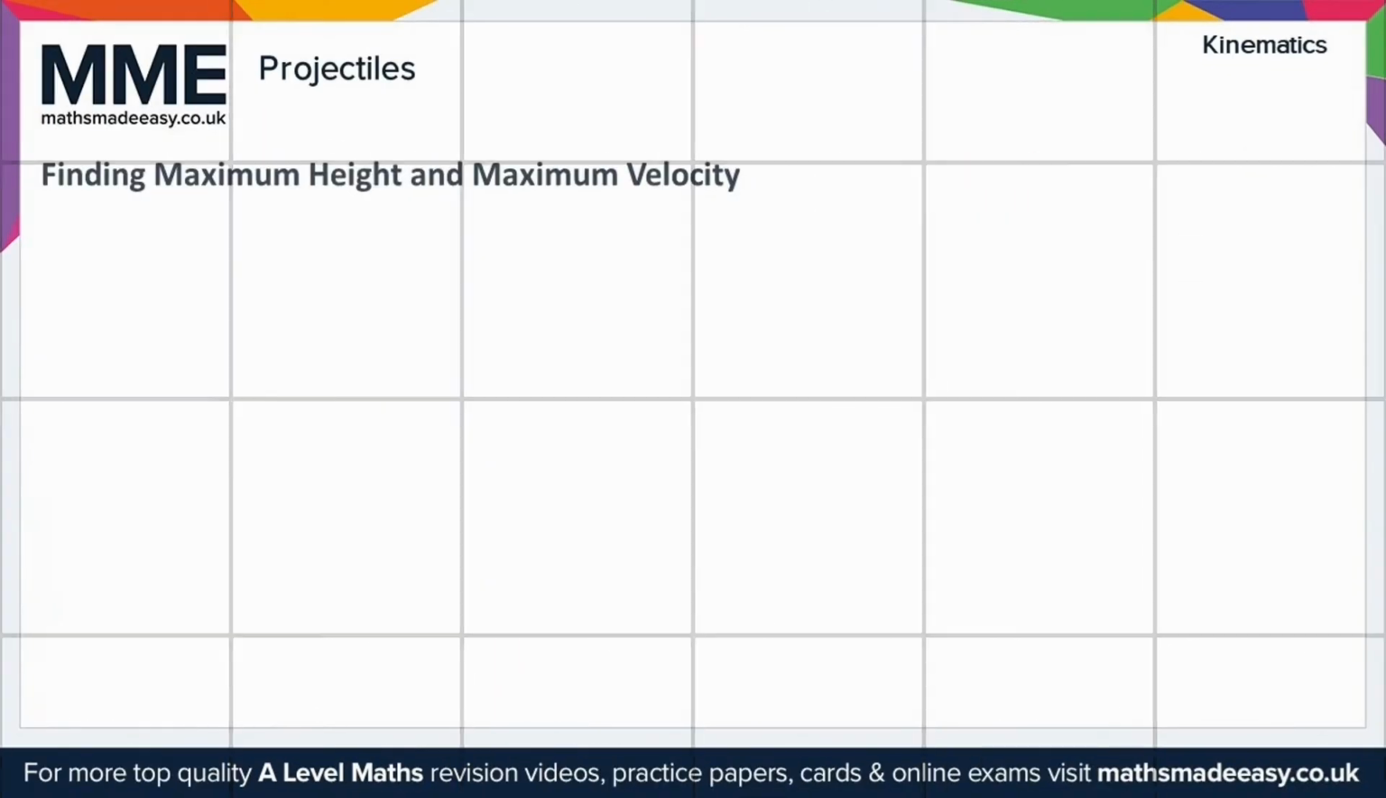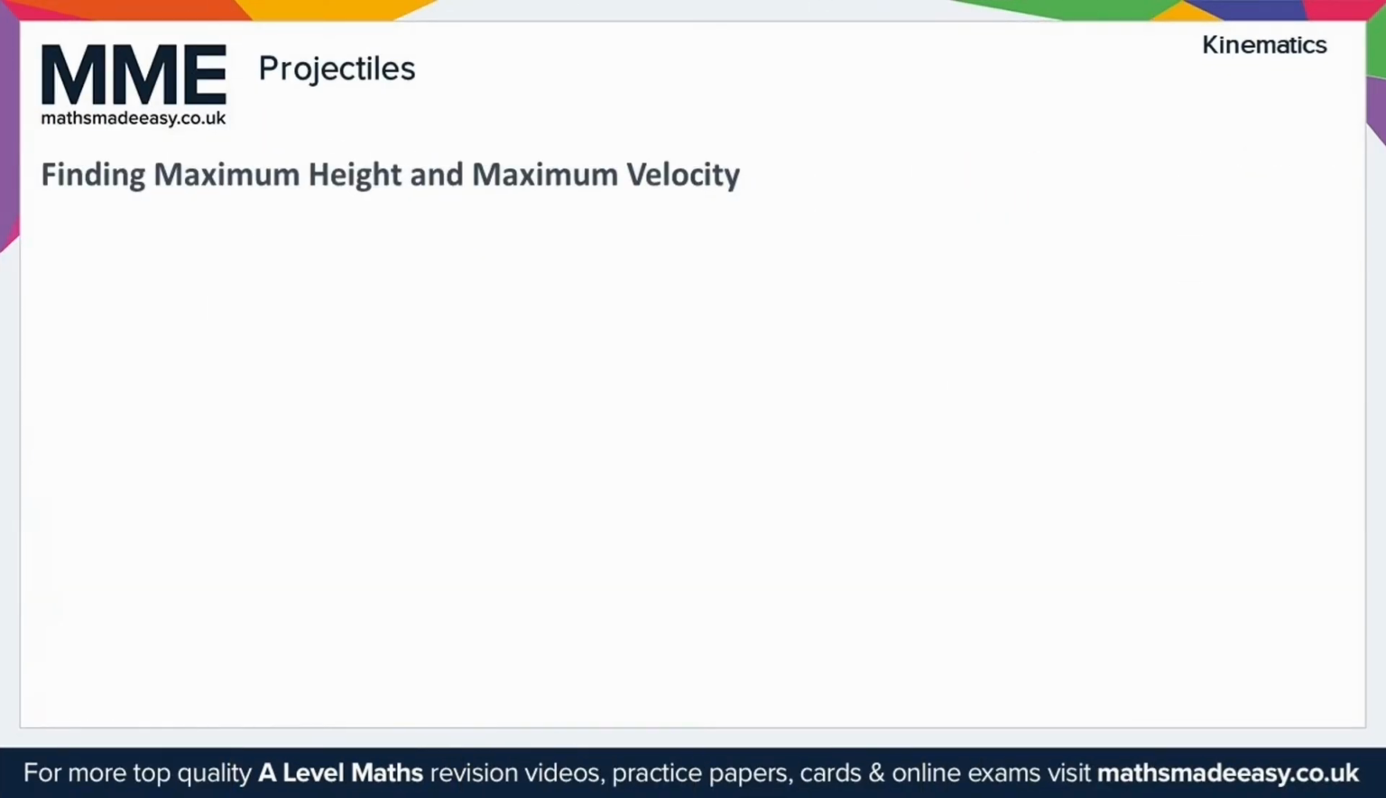So we can also find maximum heights and maximum velocities when talking about projectiles. If you have an equation for displacement, we could differentiate it. If we differentiate displacement, which is s, with respect to time, you get v. You then set that equal to 0 and solve it. That gives you the point where it's either a maximum or a minimum.